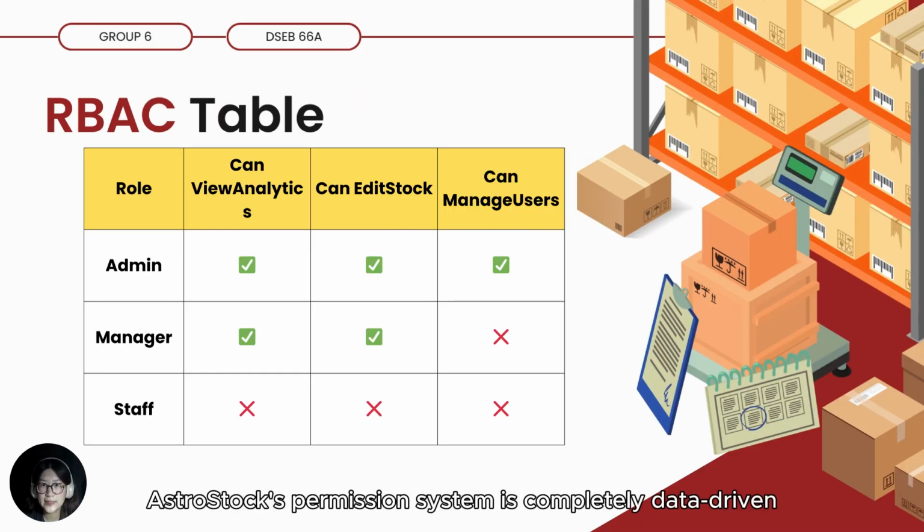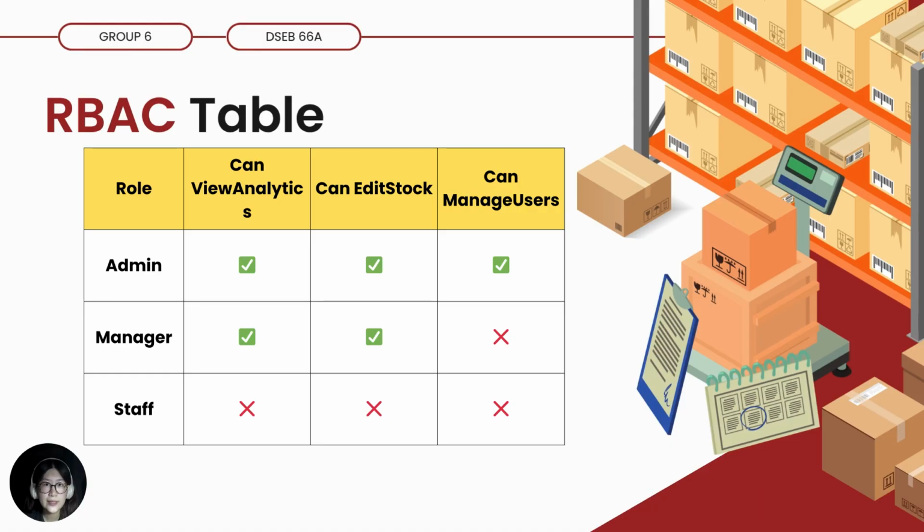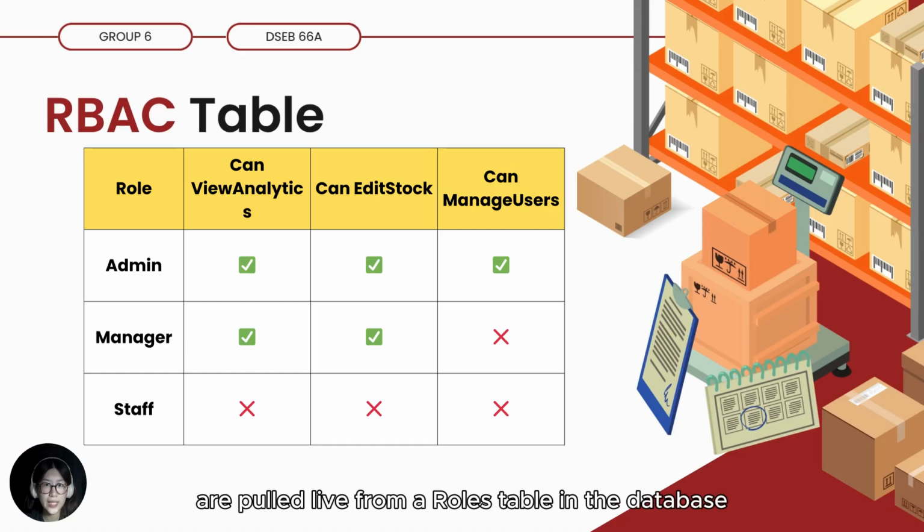Azure Stock's permission system is completely data-driven. Security flags like can view analytics, can edit stock, and can manage users are pulled live from a roles table in the database. This means admins can change permissions or add new roles instantly without changing any backend code.